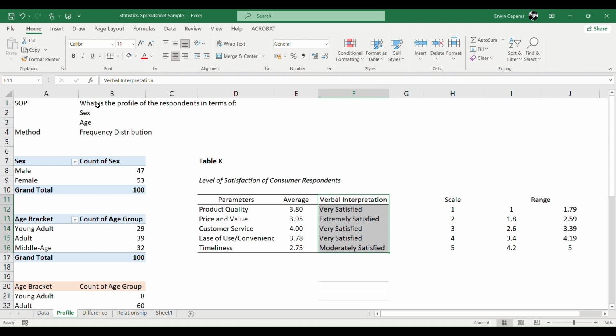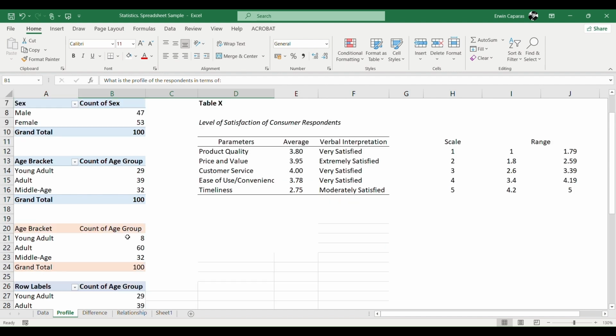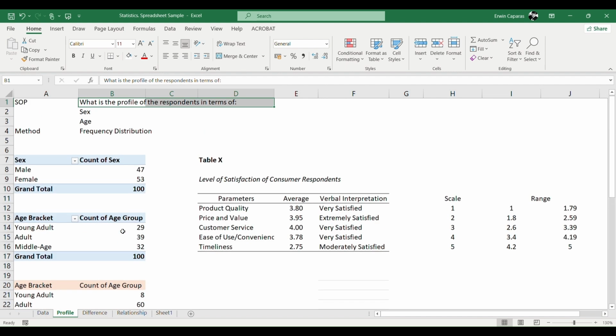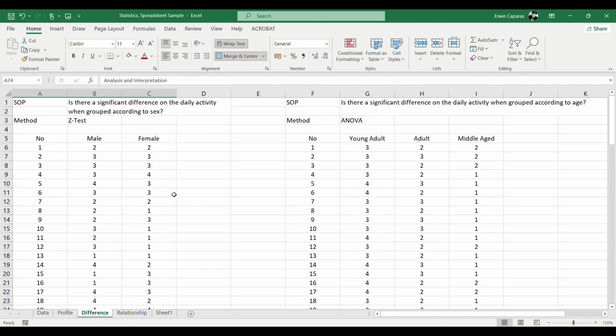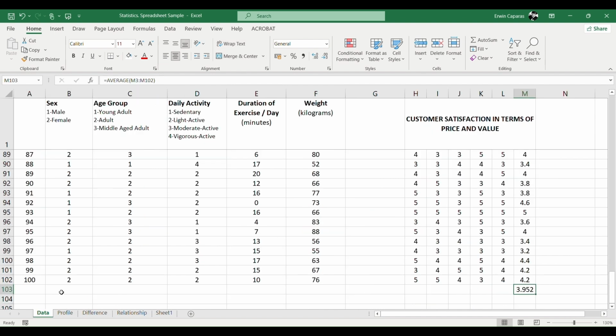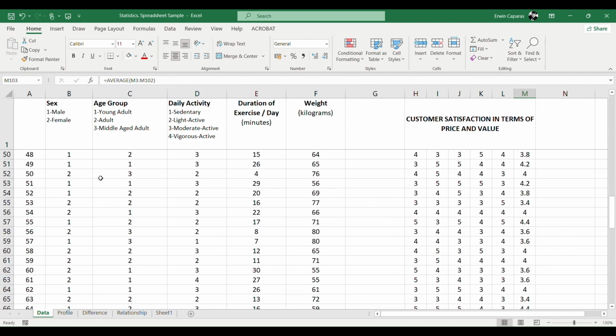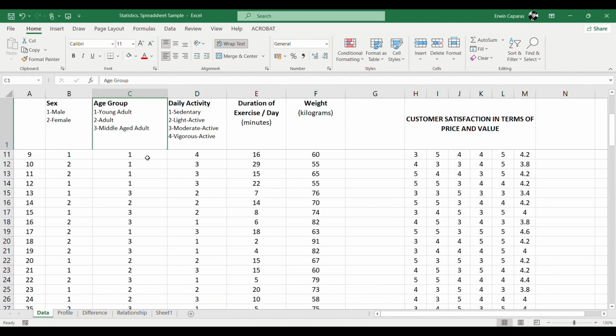Usually in SOP number 1, what is the profile of the respondents in terms of sex or age? This is how we present the frequency distribution. Now, how about if there are inferential questions? Let's say, is there a significant difference on the daily activity when grouped according to their demographic profile? Going back to our data, the demographic profile that we have is only the sex and the age group.